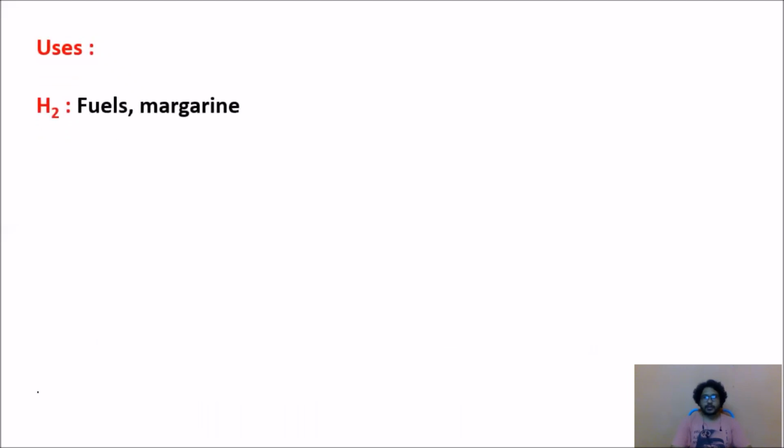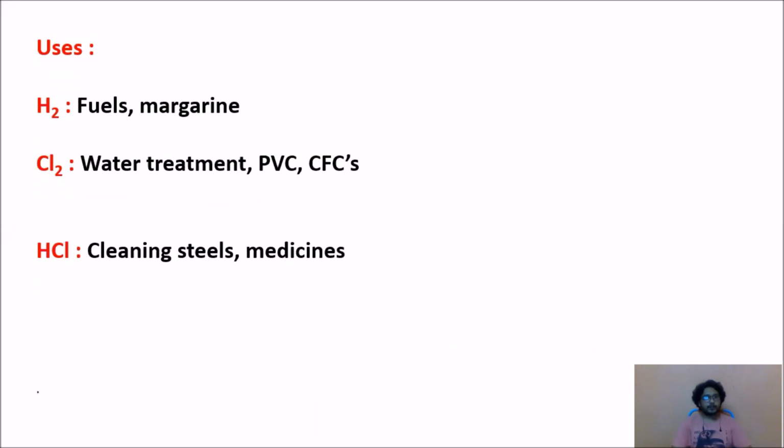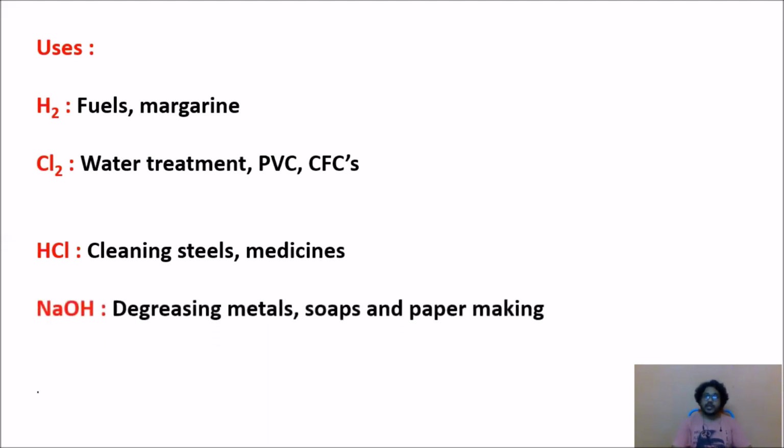Hydrogen, where we can use that hydrogen, in fuels and margarine. Chlorine, in water treatment, manufacturing of PVCs, CFCs, etc. Then HCl, we can use hydrochloric acid to clean steels, and sometimes it is used in medicines. Sodium hydroxide, it is a base which is used in degreasing metals.